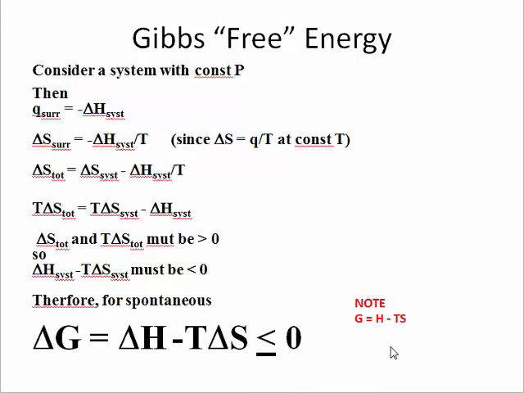We should note that formally we can define G as H minus TS. However, what will concern us in this course is the change in G, which will be delta H minus T delta S at constant T and P, and this must be less than or equal to 0 for a process to be spontaneous or a process to happen. The quantity G is often called the Gibbs free energy, quote unquote, and the quantity delta G is the change in the Gibbs free energy, or the free energy change, as you will often hear it called.